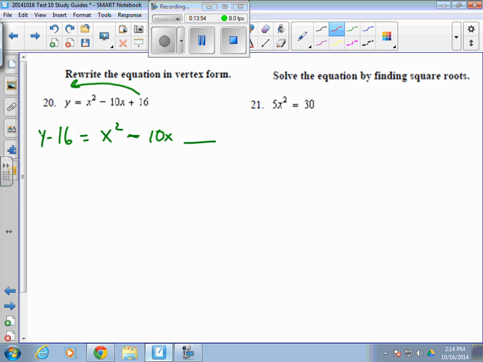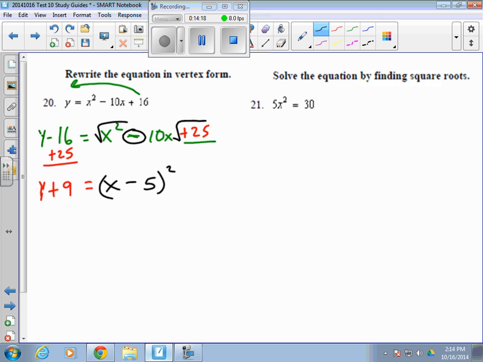Take b's value, negative 10, divided by 2, you get negative 5. Square that and you get positive 25. Remember to put it on both sides, though. Negative 16 plus 25 is going to be a positive 9. So now we have y plus 9 on that side equals, the square root of this one is x, the square root of this one is 5. This tells you to put minus in the middle. So now you have x minus 5 squared, almost in vertex form. The only thing you have to do now is move the plus 9 over by subtracting it and do it to the other side. y equals x minus 5 squared minus 9.